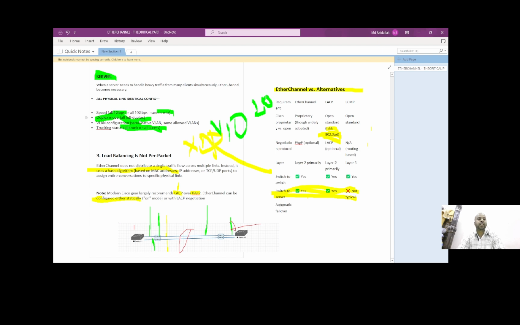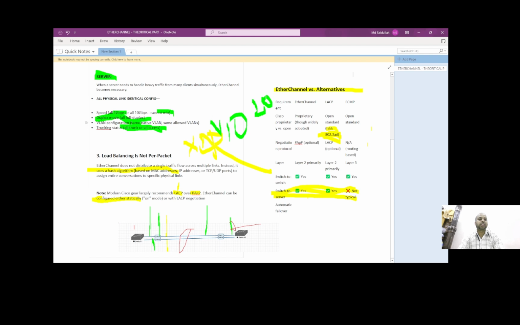Okay, duplex mode means what? Duplex has three types of mode: half duplex, full duplex, and auto. It will always be full duplex. It means we need the bandwidth. That's why we cannot make it half or auto. We put it in full duplex.